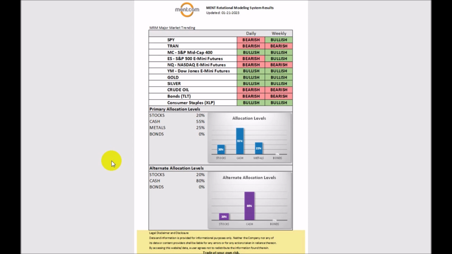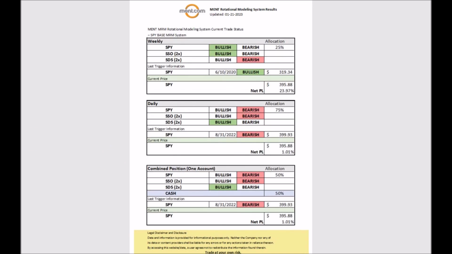When the markets move away from the consolidation phase that's currently taking place and move back into an opportunity mode, we're going to see these levels change. The MENT Rotational Modeling System will likely turn back into bullish. We are going to see this allocate back into 100% bullish trending. We're going to get probably into a 100% long position for our retirement account. That means scooping up the SPY and the value stocks and the Dow Jones stocks and indices so that we can ride this forward.